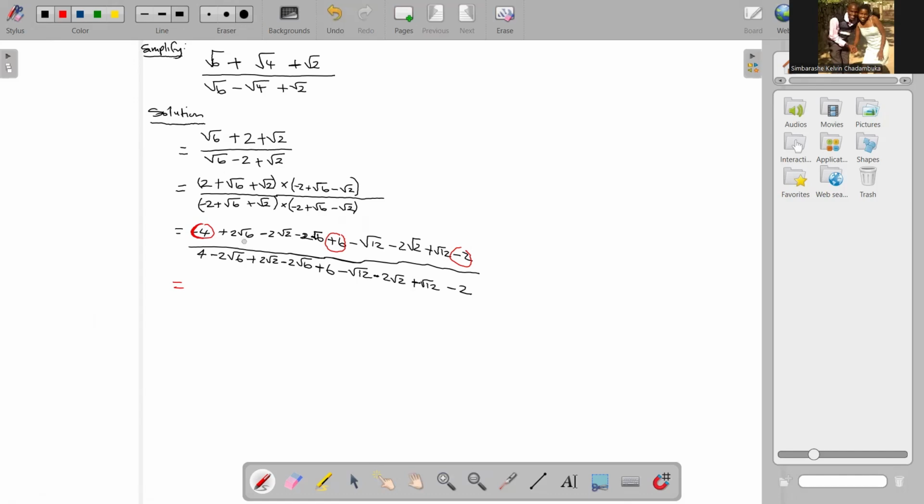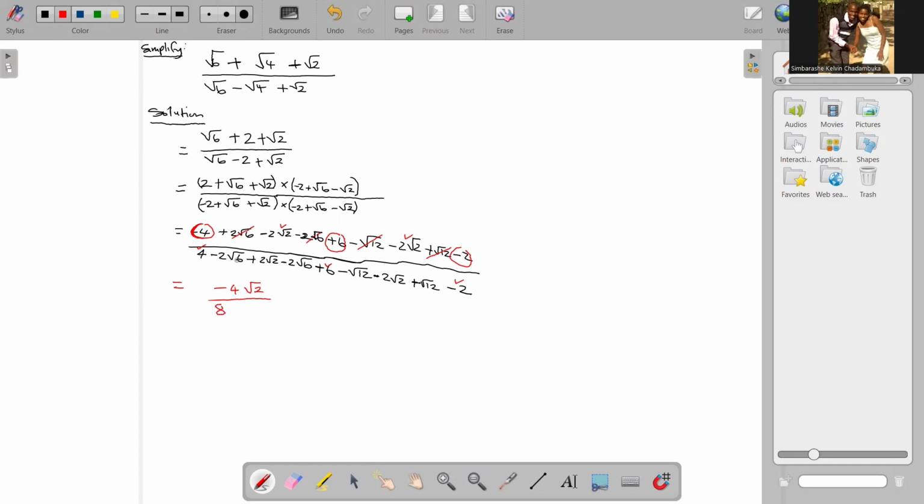Then we have minus 2 root 6 here. We have a positive 2 root 6 here and a negative 2 root 6 there. They cancel out. We have a negative root 12 there. We have a positive root 12 there. We get a 0 again. Then we have minus 2 here. Minus 2 there. So we are going to have a minus 4 root 2, which is divided by, here we are going to have a 4 here, which is adding a 6 to get a 10, then subtract a 2 to get an 8.